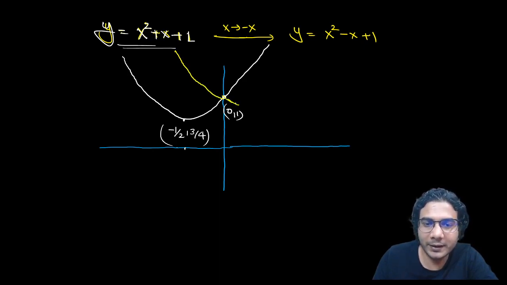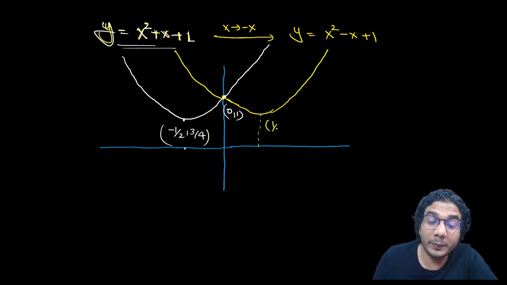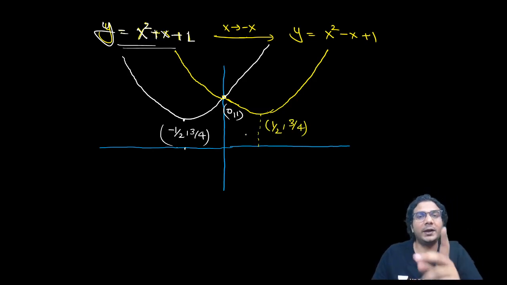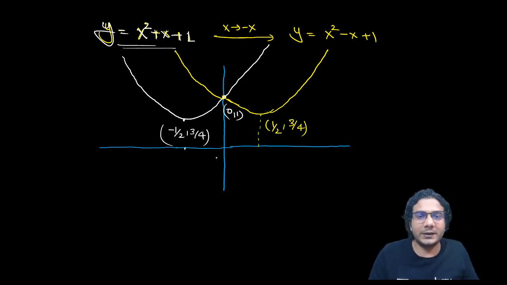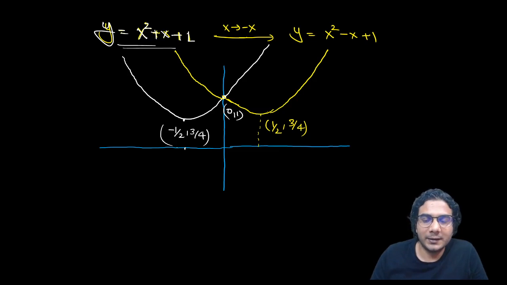Now what will be the vertex? Using reflection, you can write the vertex, or using the formula, do it anyways. This point is going to be plus 1 by 2, and the y coordinate will remain the same, 3 by 4. So the x coordinate will become negative. So this is the graph. Got it? So I hope you are done with this reflection.